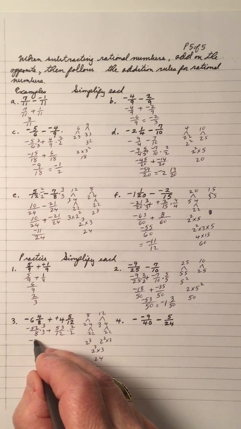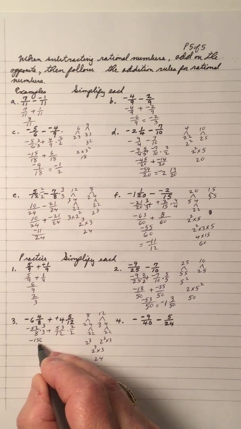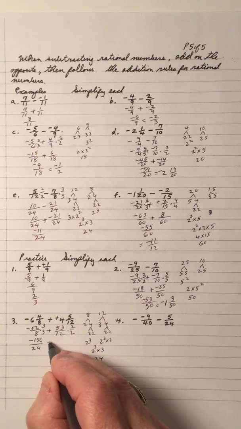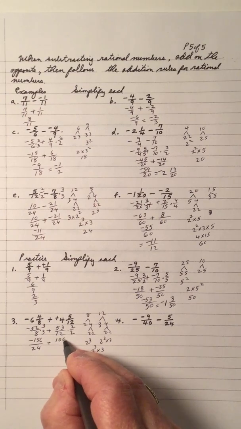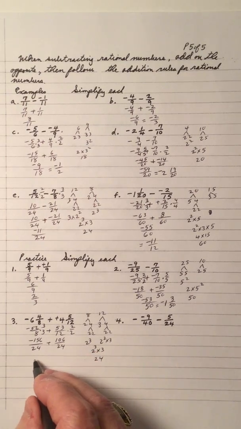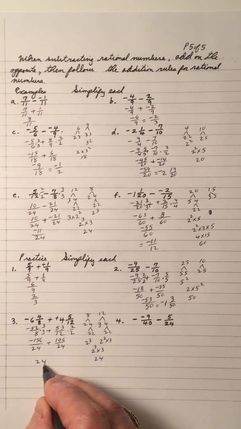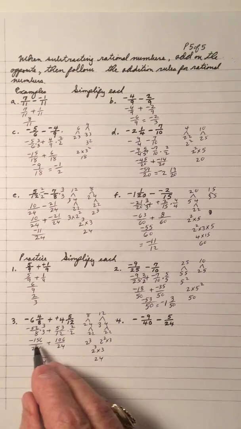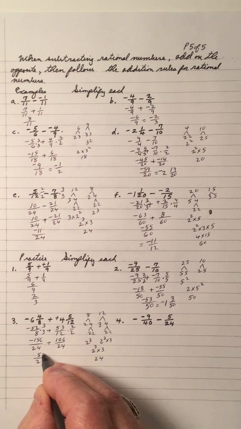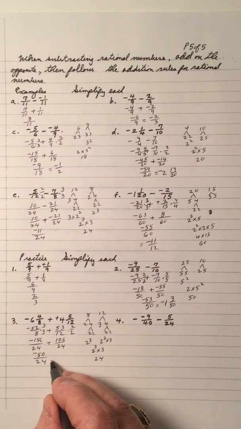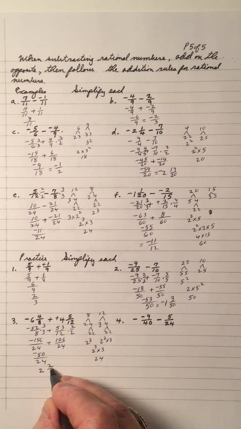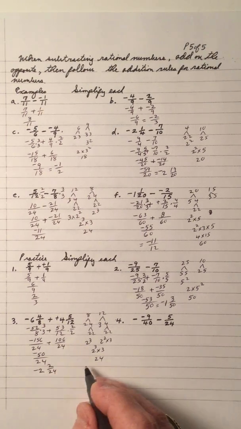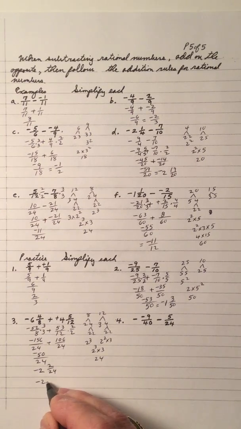That gives us 156 over 24 plus, and that gives us 106 over 24. And 24 is a common denominator. Add these up. When I subtract them, I get a 50, but it's a minus. And 24 goes into 50 twice. That gives me 48 and 2 over 24, but it's negative. And that gives me negative 2 over 24. 2 into 2 goes once. 2 into 24 goes 12.